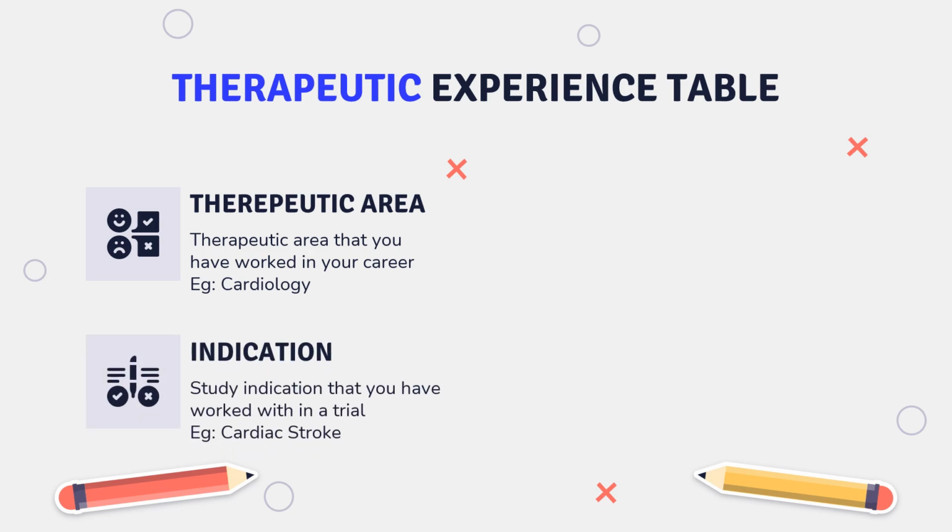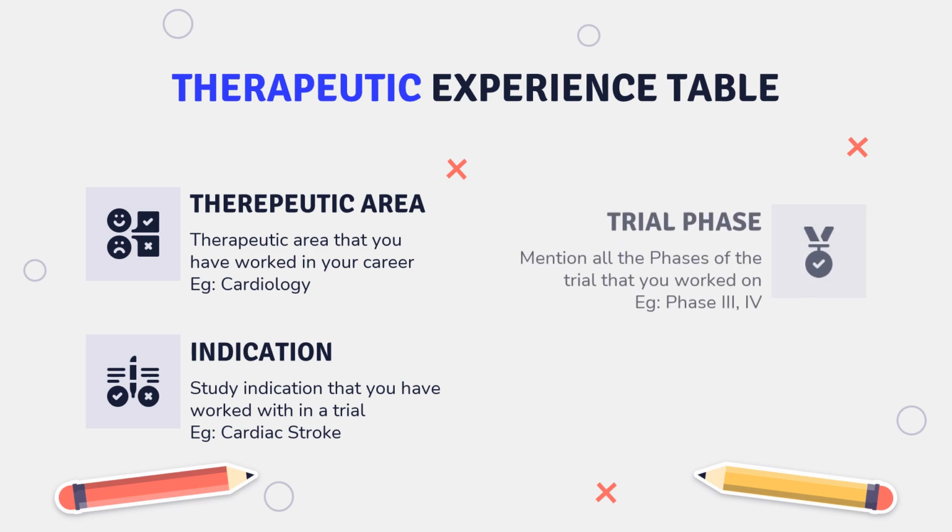Next thing is you need to add the indication. So for example, if I am working in cardiology, then I have worked on medication which could target cardiac stroke. So you need to add the study trial and indicate that you have worked on this particular indication. Okay, so first is therapeutic area, next is indication.